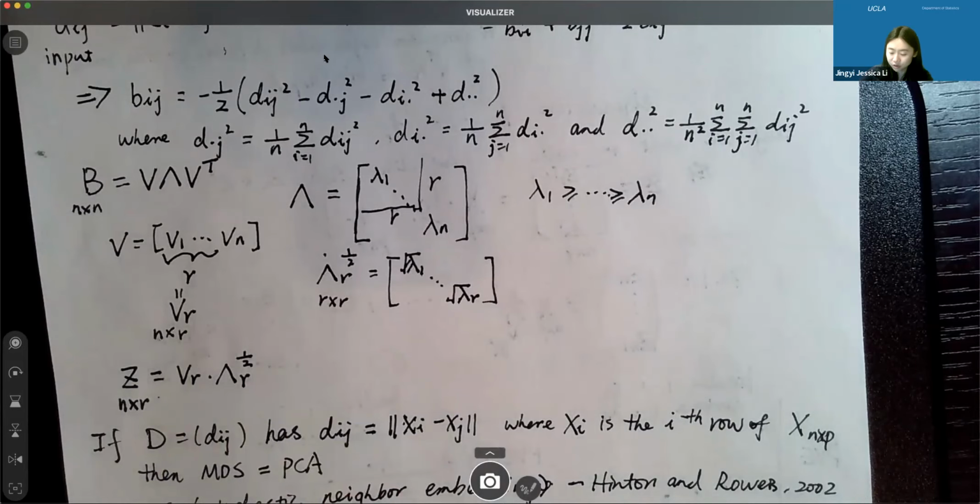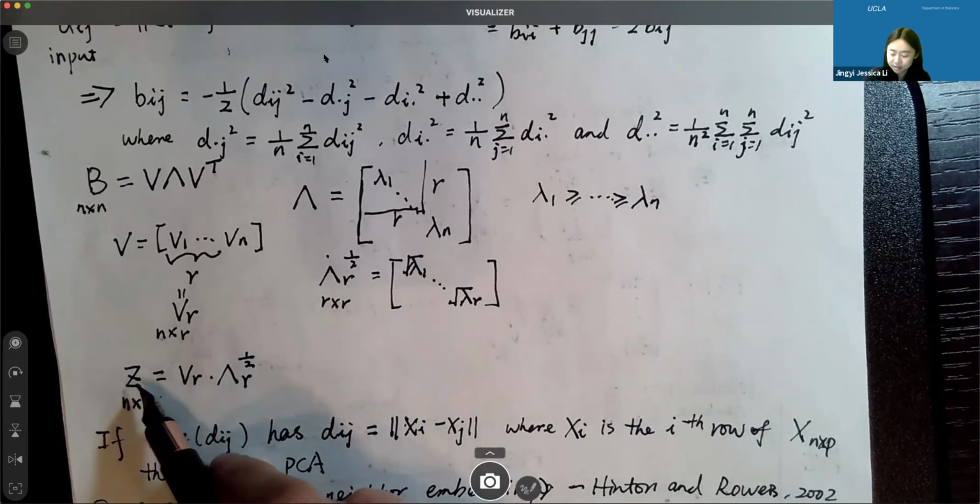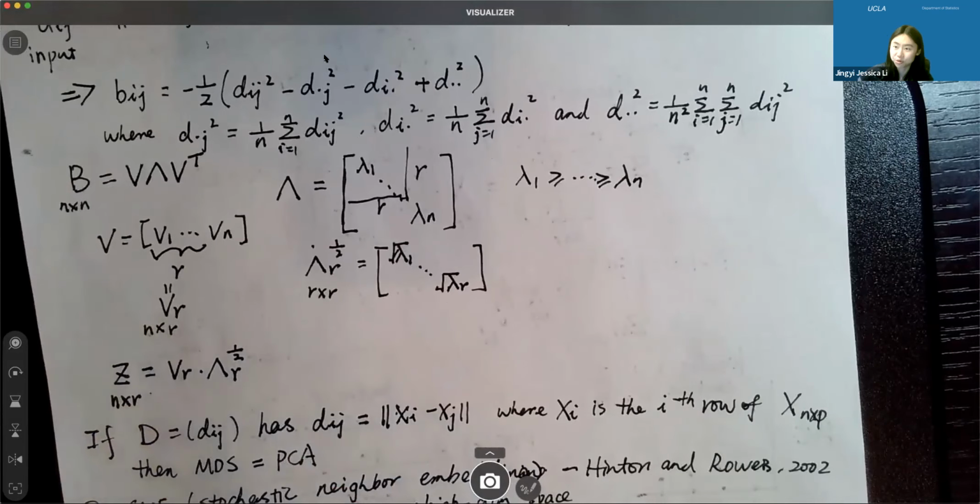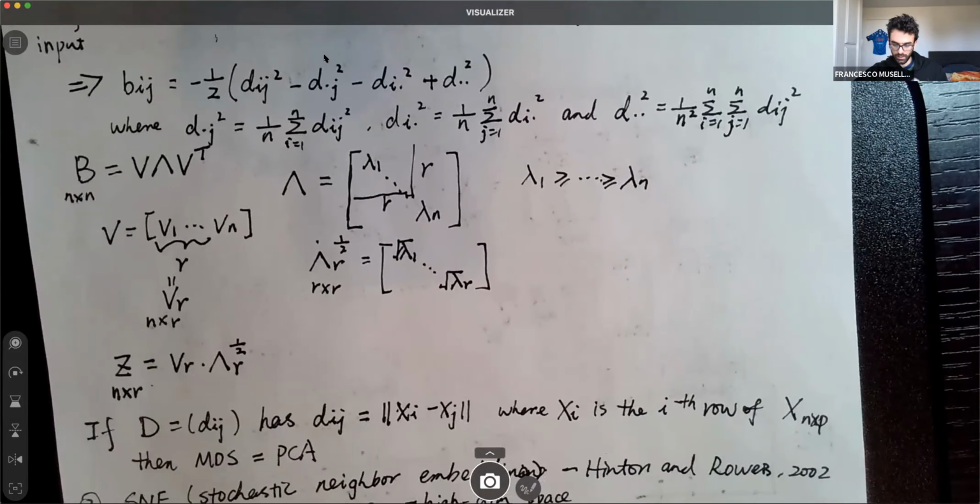Yeah, exactly. So when you have this truncation, then Z times Z transpose is no longer equal to B, for sure. Yeah. Okay.